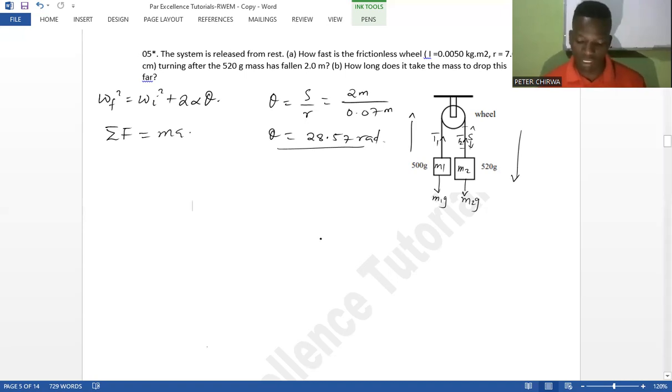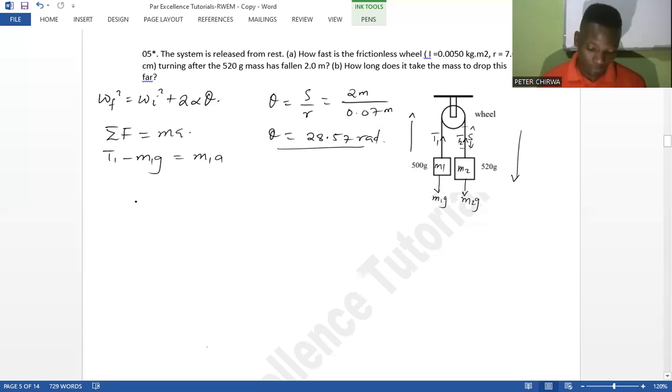What is going to happen is that as mass 2 is dropping, mass 1 is going to be going upwards. So what we expect is T1 minus the weight of mass 1 being equal to the motion, mass times acceleration.